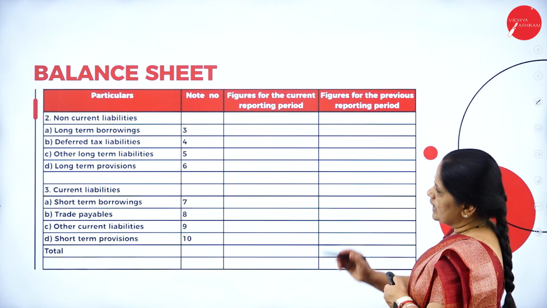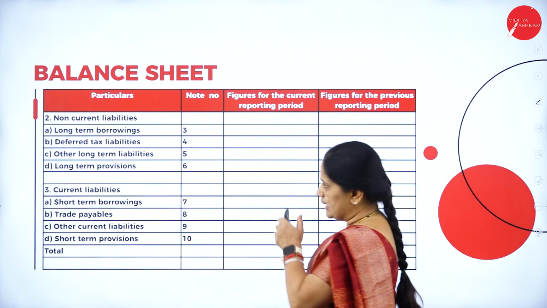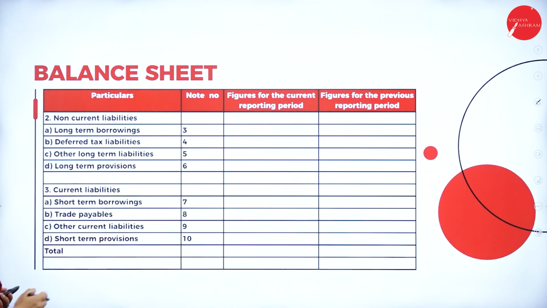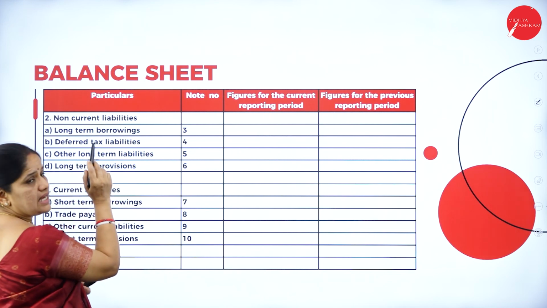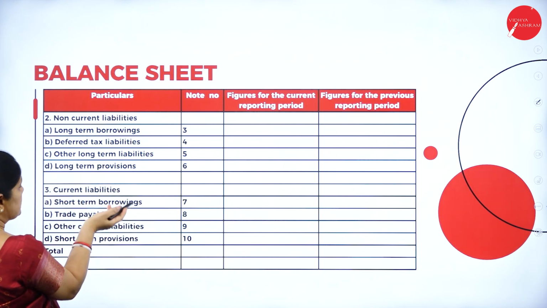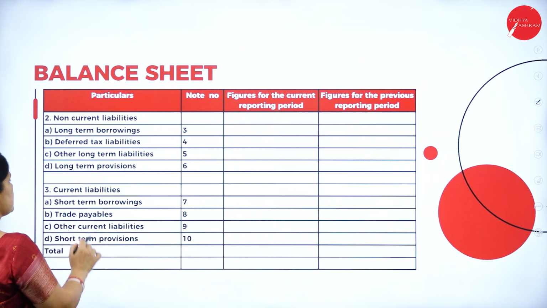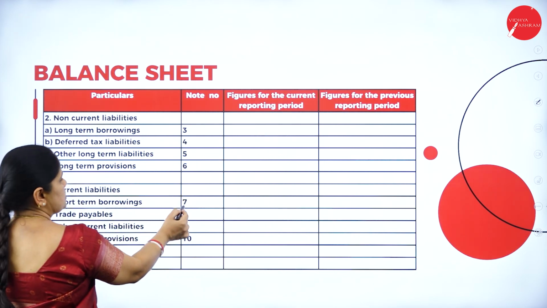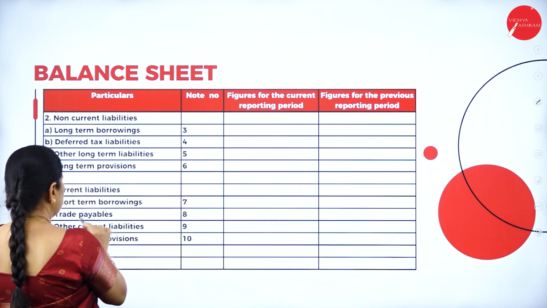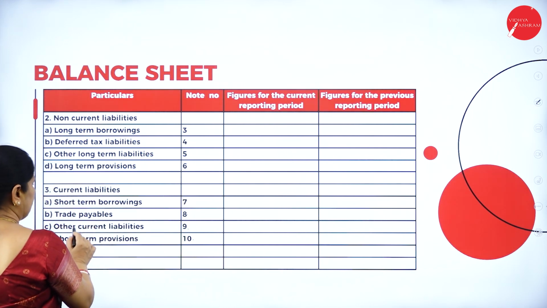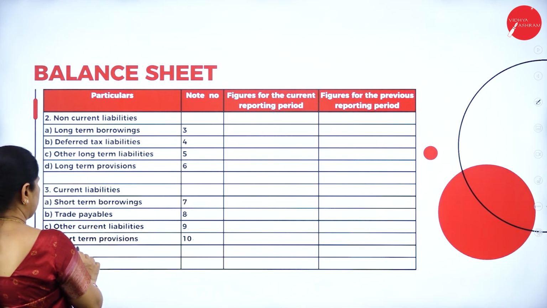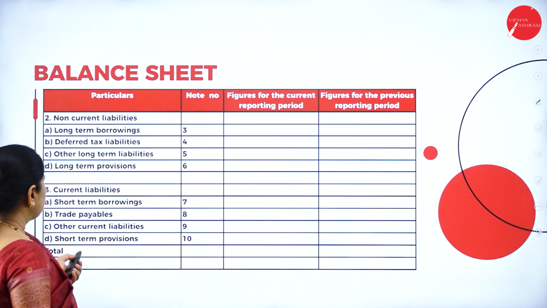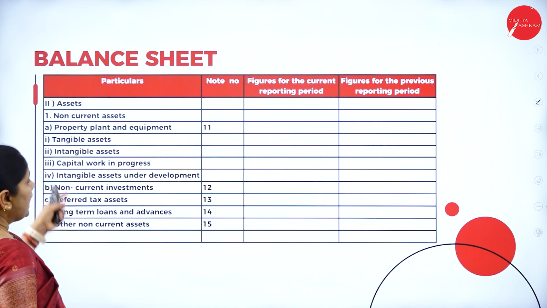Then next we have the long-term non-current liabilities. In this, the long-term borrowings, we have deferred tax liabilities, other long-term liabilities, long-term provisions. Under current liabilities, we have short-term borrowings. So make a note of the schedules here. Trade payables, Schedule 8. Other current liabilities, Schedule 9. Short-term provisions, Schedule 10. Then next will be the assets.